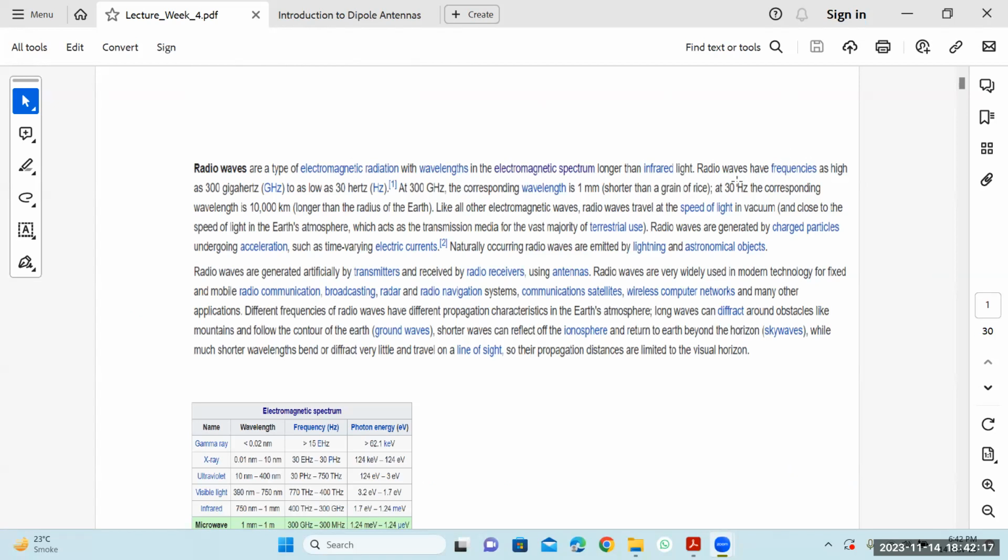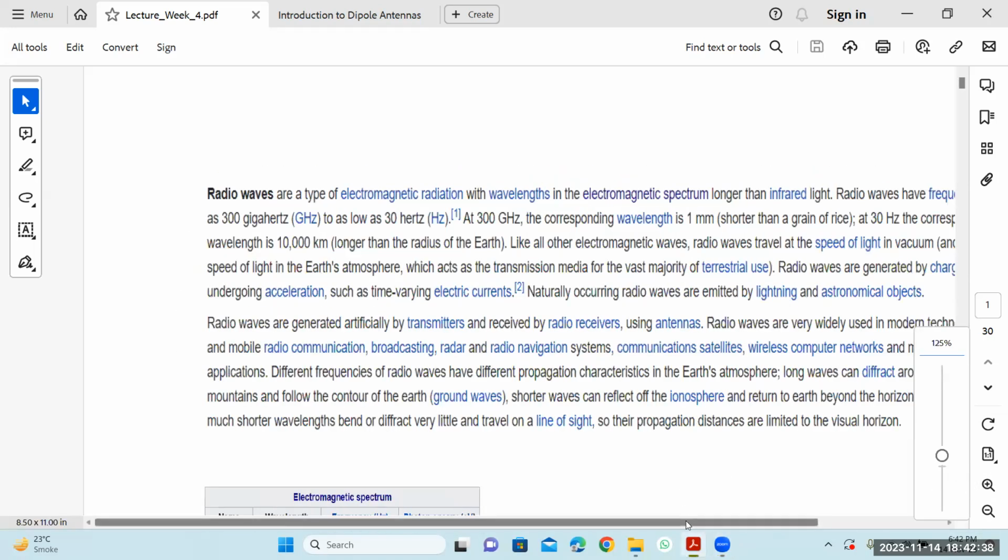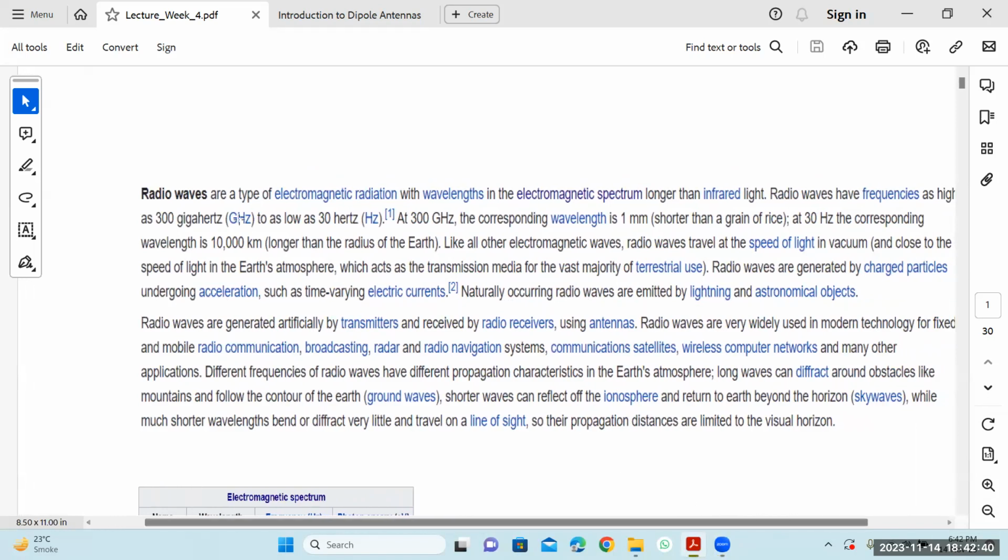Radio waves are a type of electromagnetic radiation with wavelength in the electromagnetic spectrum that are longer than infrared light. Radio waves have frequencies as high as 300 gigahertz to as low as 30 hertz, right? So this is a terminology, radio wave, that is generally used by a lot of people in the EE domain. So you need to know what radio waves actually mean.